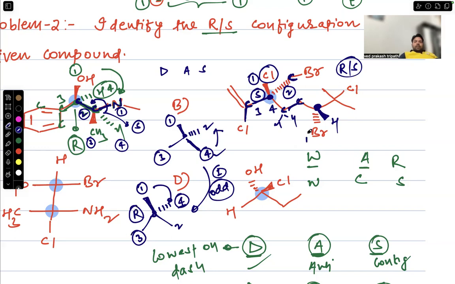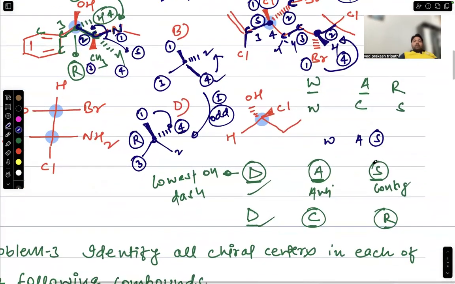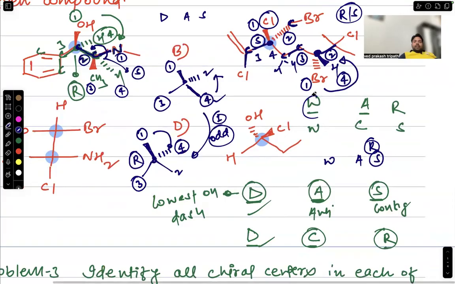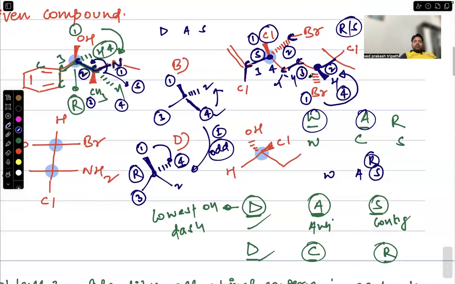Okay, bromine first priority, 4th hydrogen, and here carbon, chlorine would be my second and this is the 3rd. Now move 1 to 2, we can cross the 4th priority. So 1 to 2 going anti-clock, okay? So which anti is S? No, wedge anti is R. You can check the rule. Wedge anti R. So this would be R.